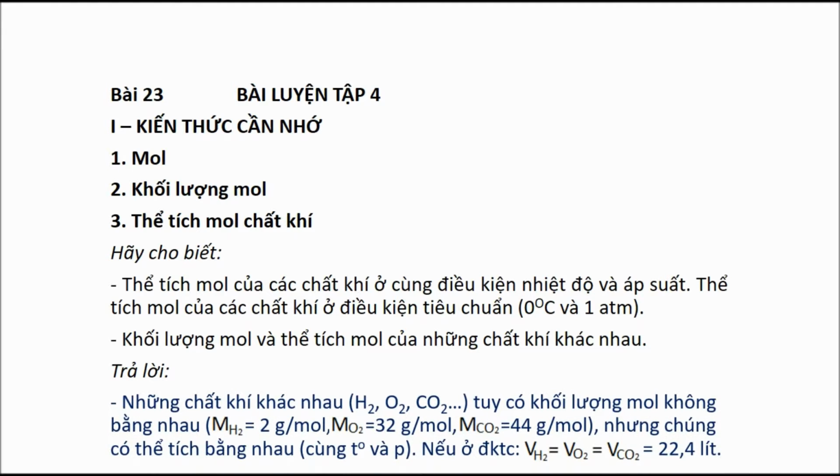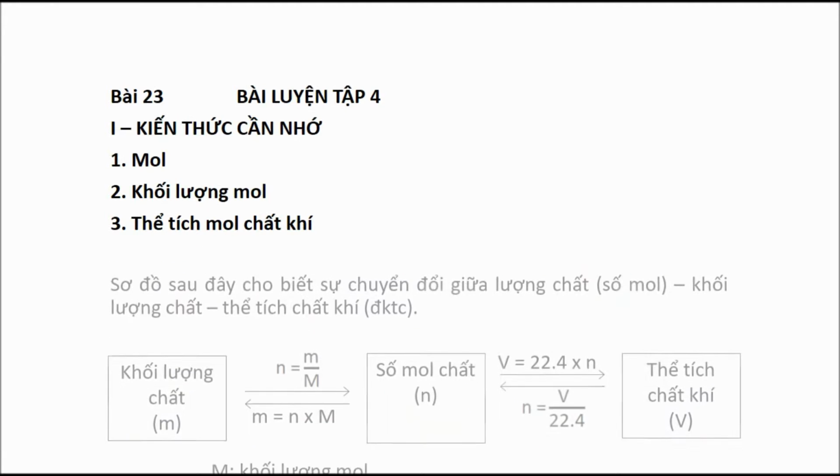Although different gases H2, O2, CO2 have unequal molar masses, MH2 equals 2 grams per mole, MO2 equals 32 grams per mole, MCO2 equals 44 grams per mole, they occupy the same volume at the same temperature and pressure. At STP, VH2 equals VO2 equals VCO2 equals 22.4 liters.